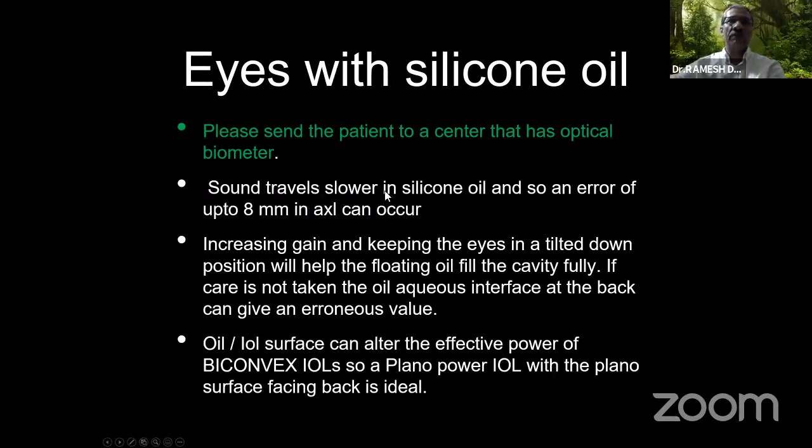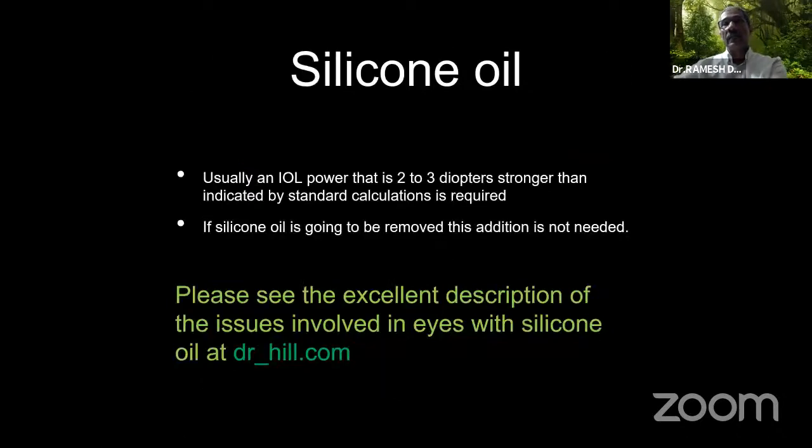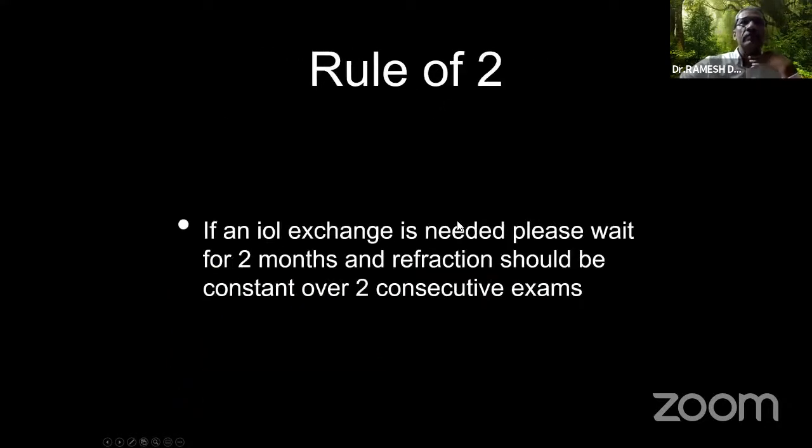We know that sound travels slower in silicone oil, so errors of up to 8 millimeters in axial length are possible. In addition, most of our lenses are biconvex or posterior convex, and what happens is the silicone oil convex surface reduces the effective power of the lens. So we have to add a +2 or a +3 to these lenses to get a better value.